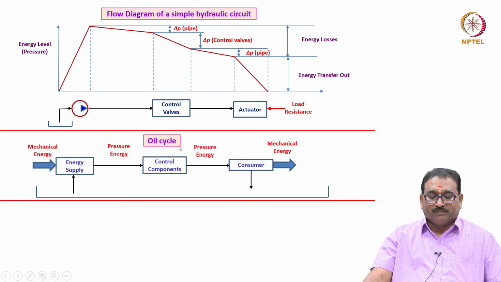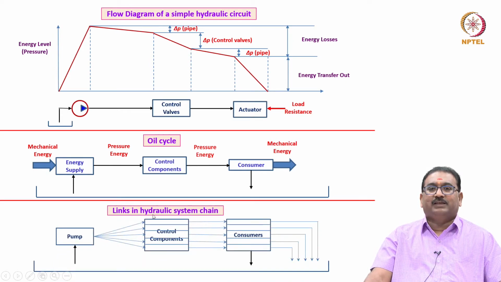Now, we will see the oil cycle. From the tank, the pump sucks the fluid and sends it to the valves and then to the actuator. Here you will see the mechanical energy from the prime mover is an input for the pump energy supply. Then I get the pressure energy, which goes to the control components, and then again to the consumer, meaning various types of actuators, where it becomes mechanical energy. Then the oil goes to the tank. This is known as the oil cycle.